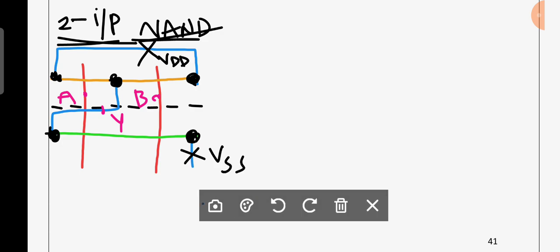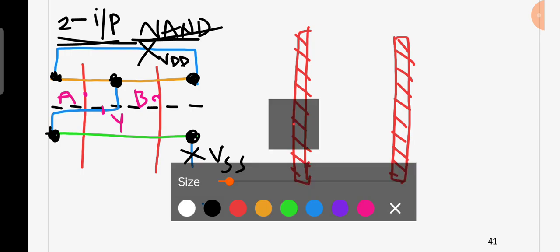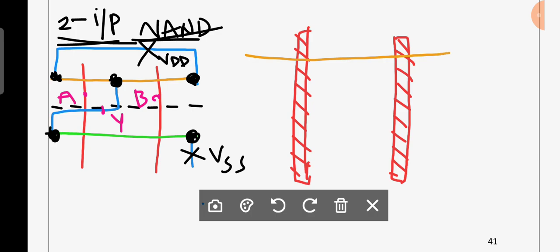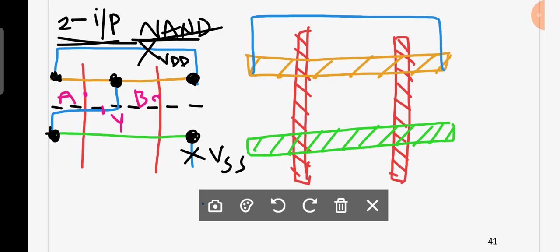Now you can observe the layout here. I am going to draw the layout. This is one polysilicon. This is another polysilicon. It should have a P diffusion, and it should have an N diffusion, and these two should be tied with what? Metal.